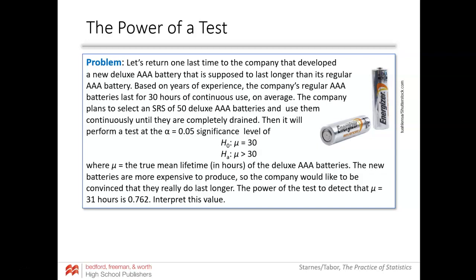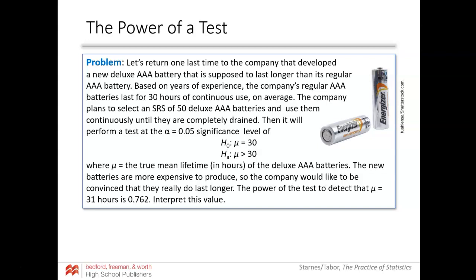The power of the test, oh, we've seen this battery problem before, haven't we? So they want to know about the battery life for these guys, 30 hours of continuous use on average, a simple random sample of 50 AAA batteries, and we'll use them continuously until they're drained. They want to perform a test at the 5% significance level. The null hypothesis is that the mean is 30. Now you might notice that they are using mean and not proportions here. That's okay. You're going to find out that this works the same way. Mu is the true mean lifetime in hours of the deluxe AAA batteries, and the alternative hypothesis is that it's actually greater than 30. So they want convincing evidence.